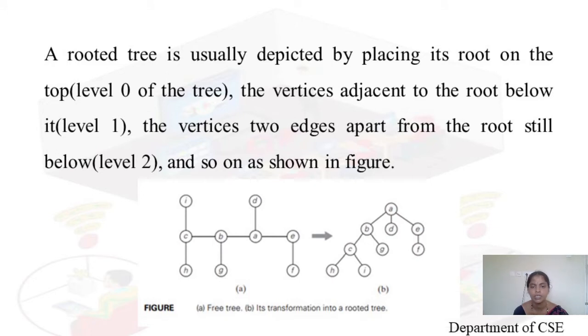In your figure, look at the right picture. A is chosen arbitrarily as a root, so it is at level 0. B, D, E are the vertices at level 1. C, G, F will be the vertices at level 2, and H and I will be at level 3. So you have to just know that in a simple free tree, if you choose arbitrarily any of the vertices, you can easily form a rooted tree, having chosen that vertex as a root.